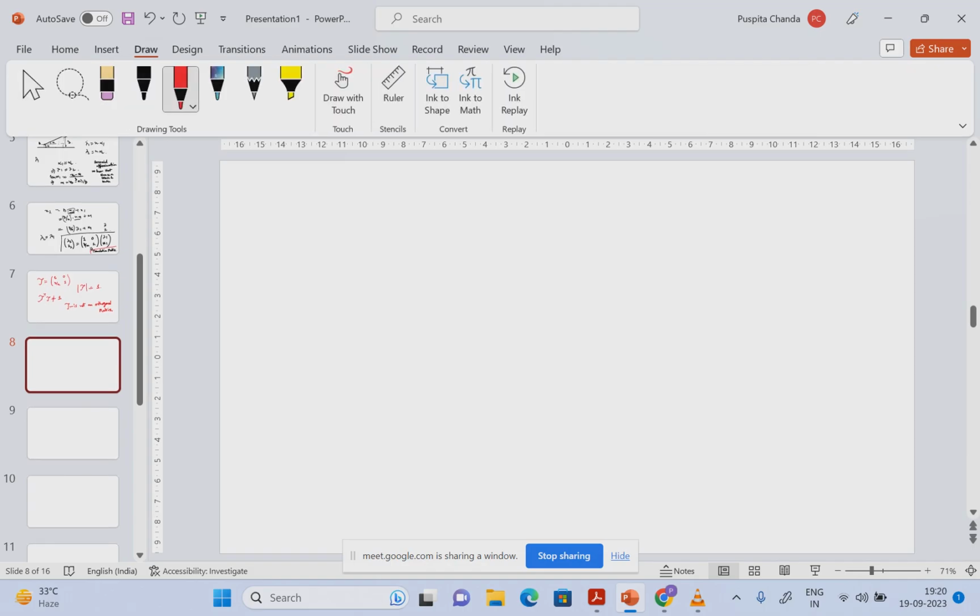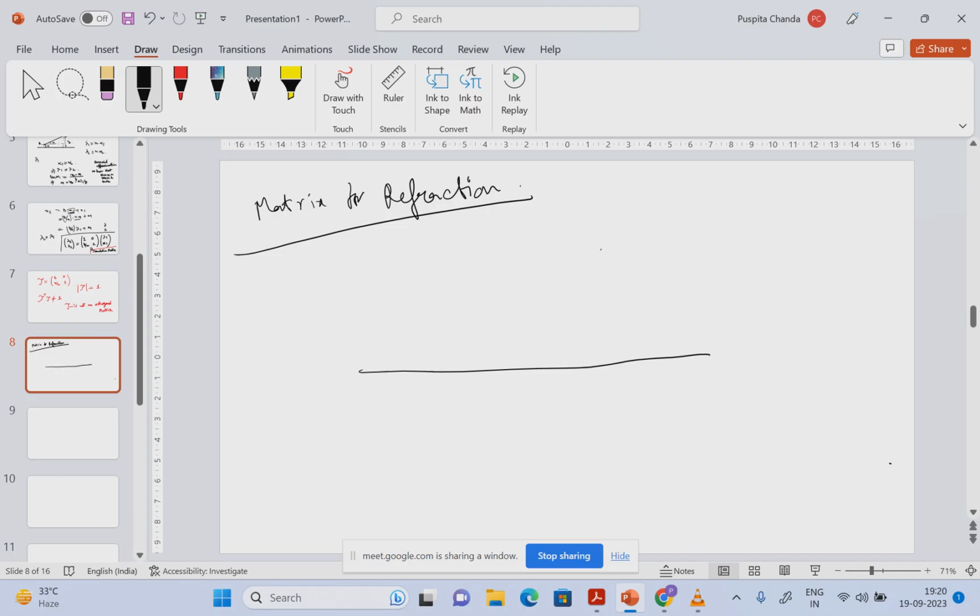Next, we need to obtain the matrix for refraction. What will happen if there is a surface? So we assume a spherical surface.